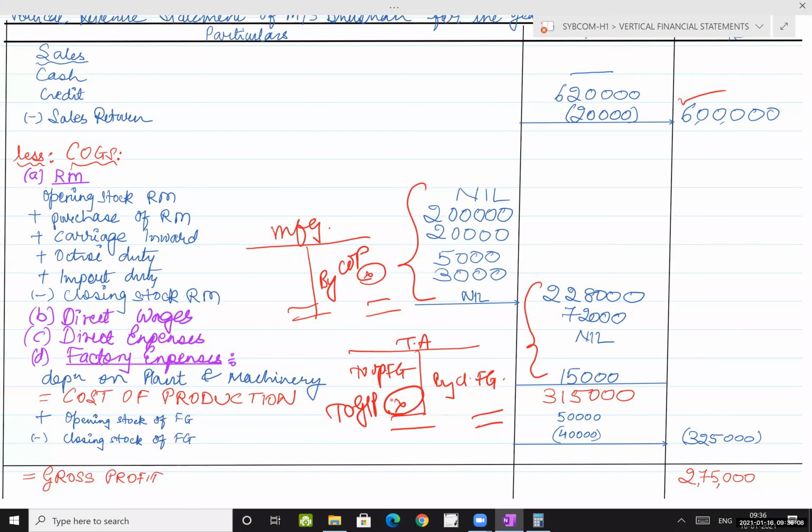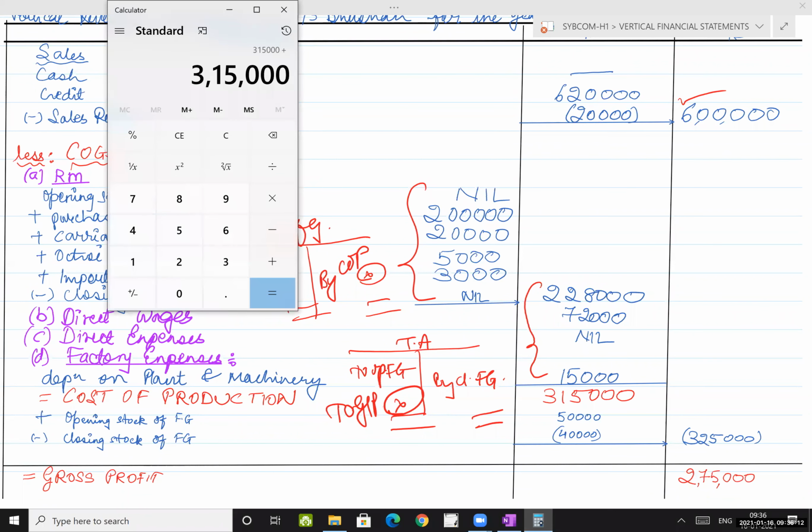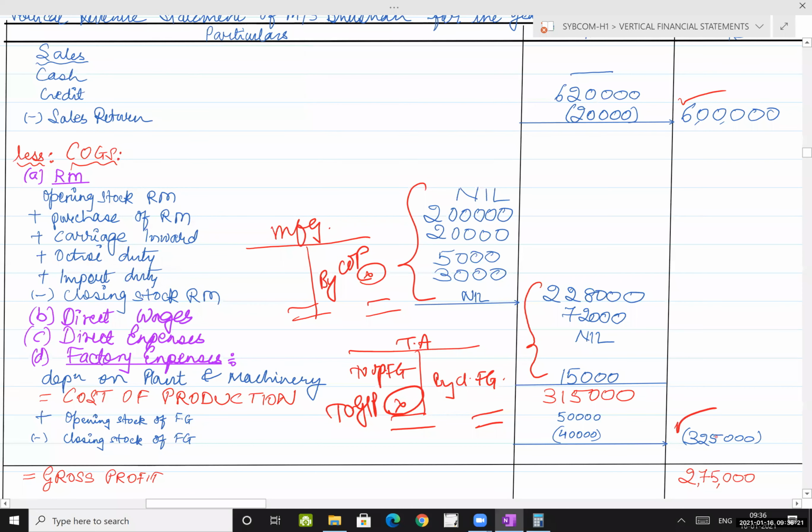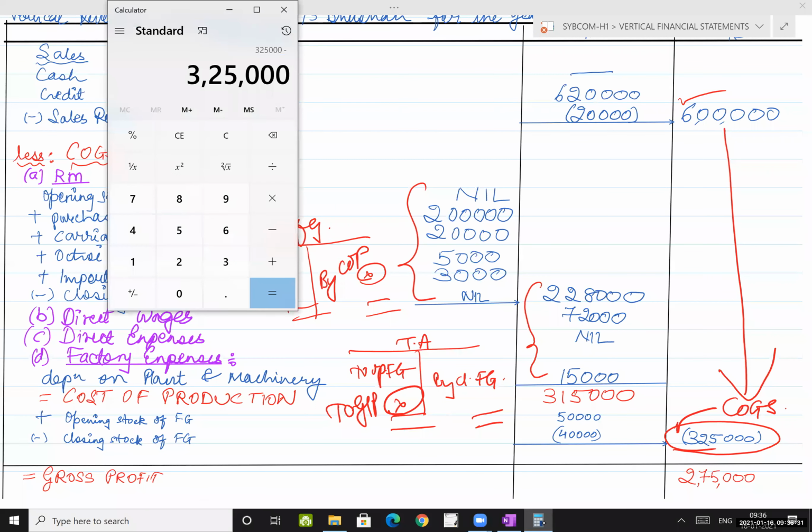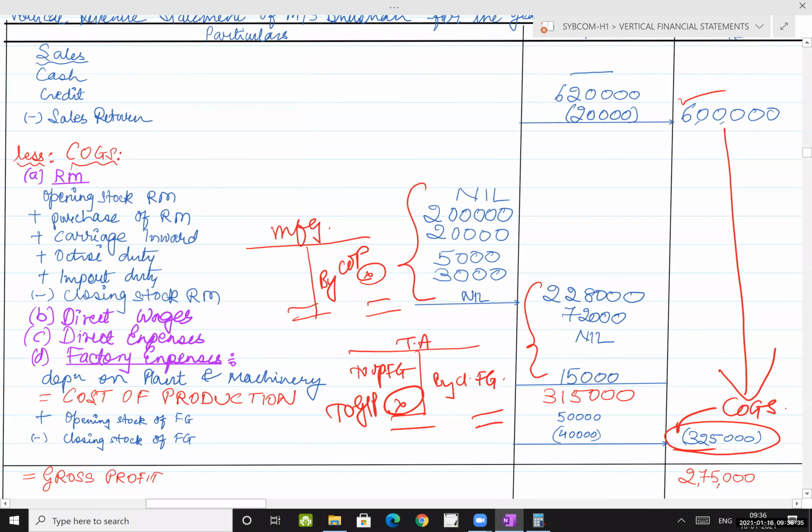See here, cost of production. Okay, add opening stock of finished goods less closing stock of finished goods. 3,15,000 plus 50,000 minus 40,000. So my answer is 3,25,000. Yeah. Okay. This is my COGS. Okay. Sales minus COGS, 6 lakhs minus 3,25,000. 2,75,000 is my gross profit.